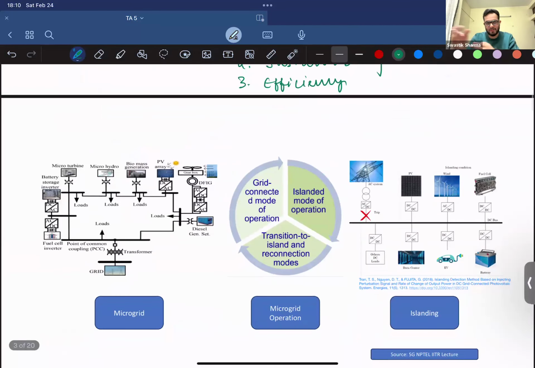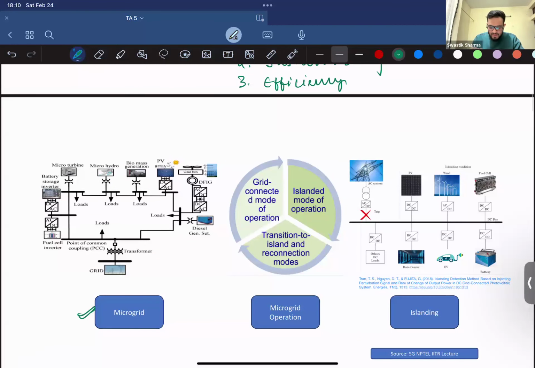So before going into the disadvantages, let me tell you, I already showed what a microgrid is. They have three kinds of operations. One is grid connected mode, where they are serving the power locally as well as being connected to the grid at all times.